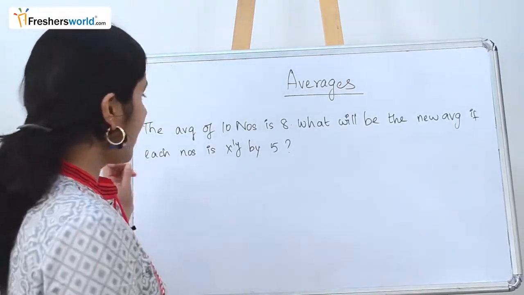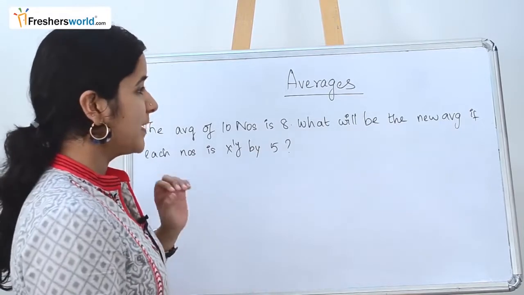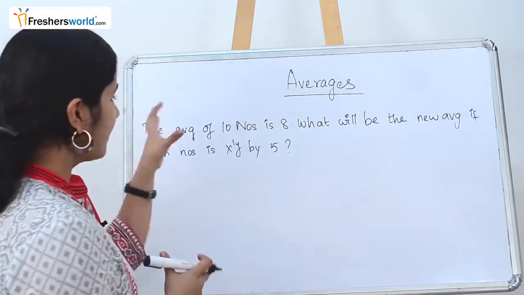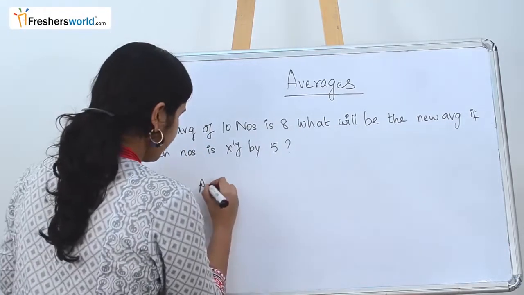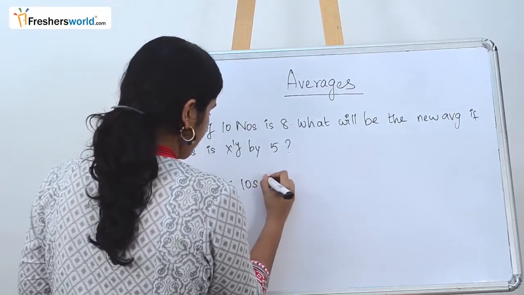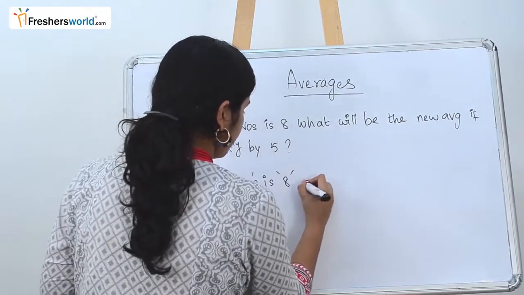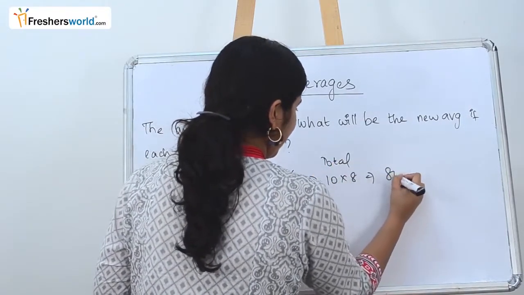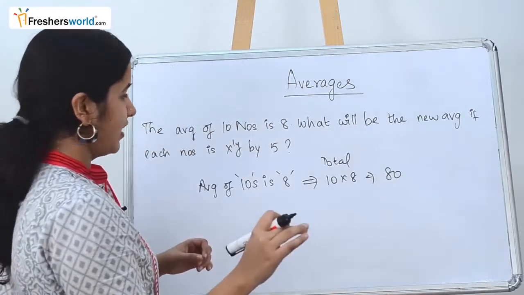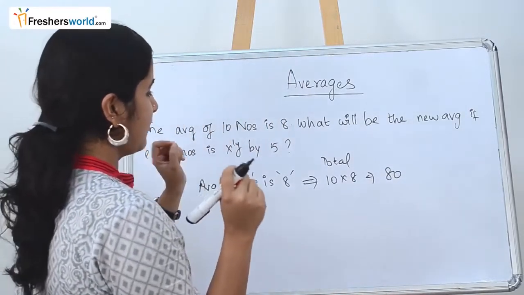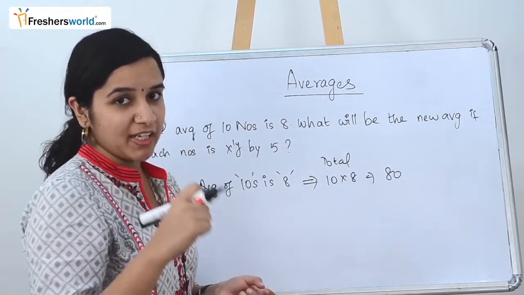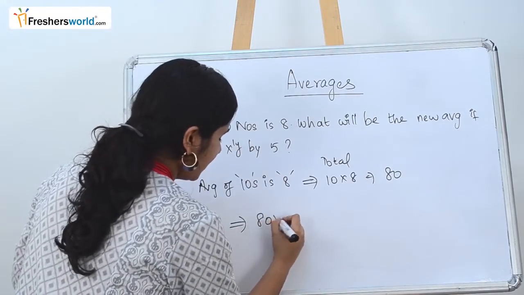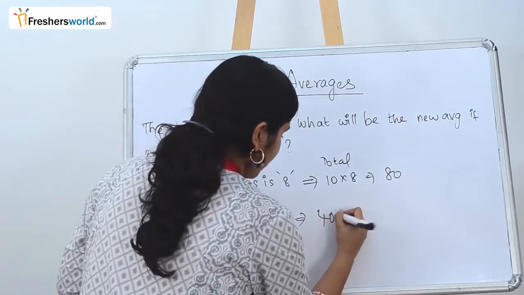The next question is, the average of 10 numbers is 8. What will be the new average if each number is multiplied by 5? Let's split the question as usual. The average of 10 numbers is 8, which means the total value is 10 into 8, which is 80. We are told each number is multiplied by 5, which can be written as 80 into 5, which is equal to 400.